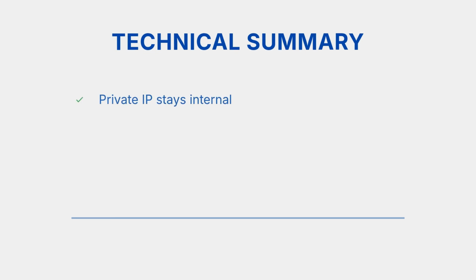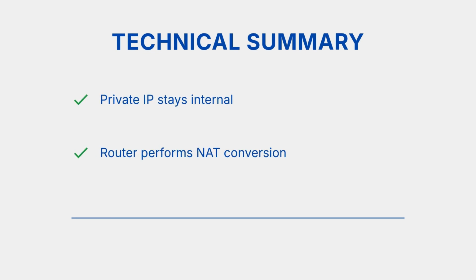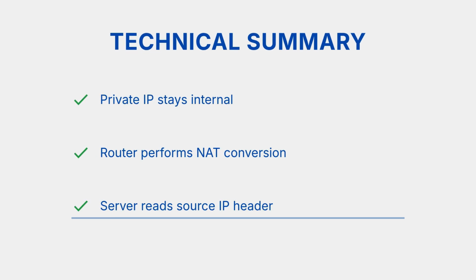Final summary: your system uses a private IP internally. Router converts it to a public IP using NAT. Website simply reads your source IP from the packet. That's how sites like whatismyip.com show your public IP.